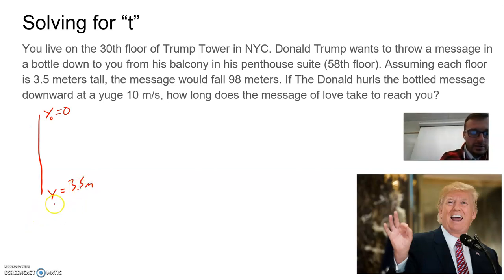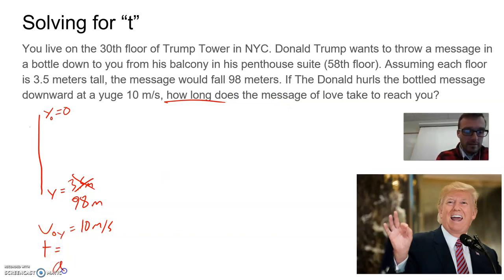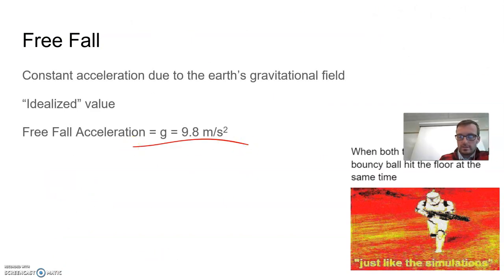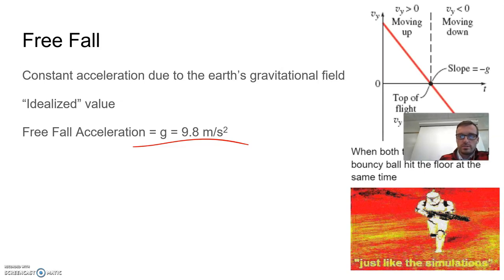But actually, it says you fall several stories, so that's going to be 98 meters for your final position. It says he hurled it with a huge velocity, v initial y of 10 meters per second. How long does the message of love take to reach you? The thing about falling things is that they all have the same acceleration. The acceleration in the y direction is always 9.8 meters per second squared, and I have that in this slide for you guys right here. Anytime something is falling, it accelerates at 9.8 meters per second squared.